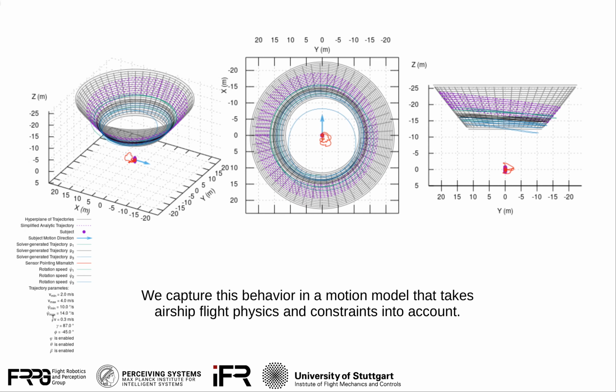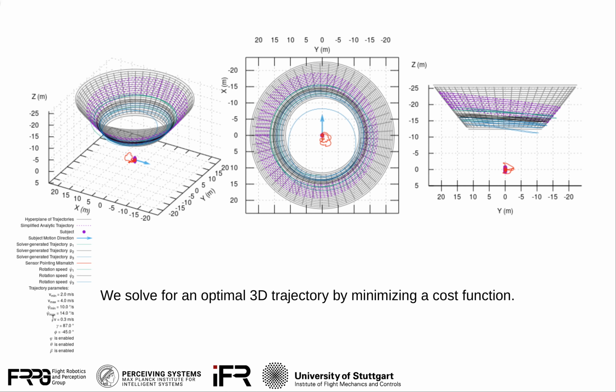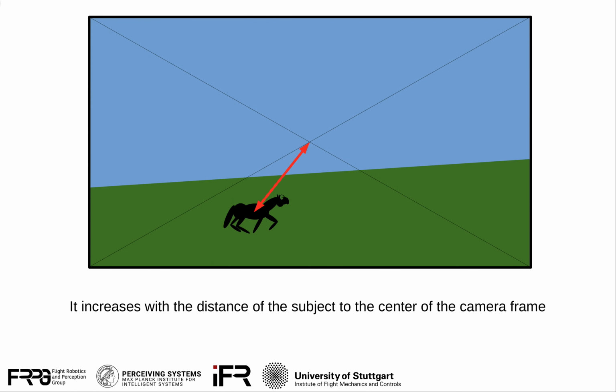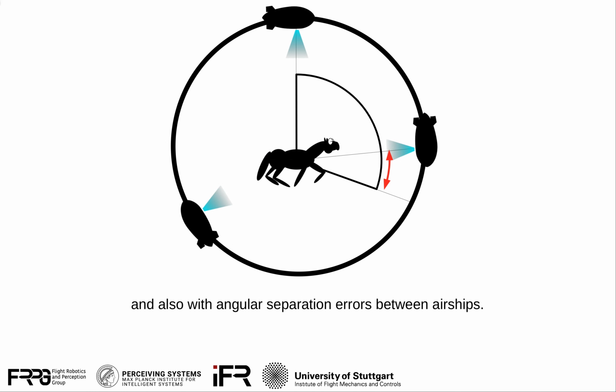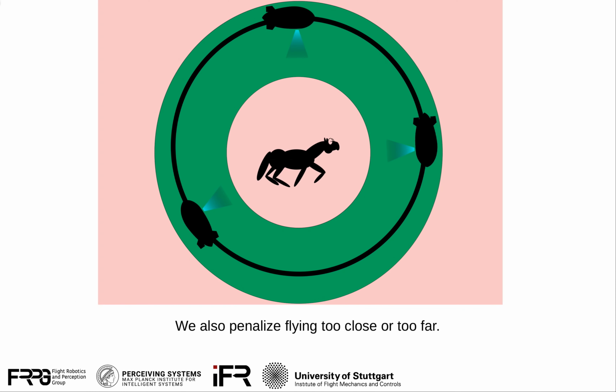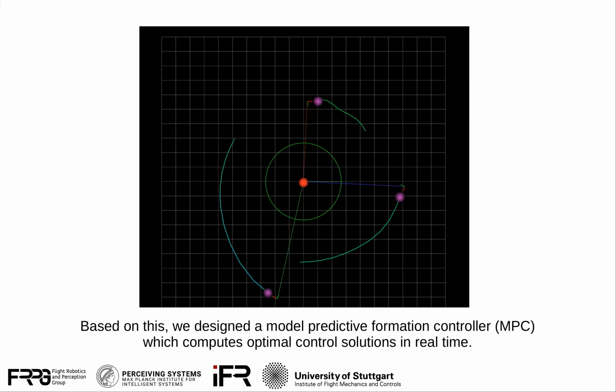We capture this behavior in a motion model that takes airship flight physics and constraints into account. We solve for an optimal 3D trajectory by minimizing a cost function. It increases with the distance of the subject to the center of the camera frame, and also with the angular separation error between airships. We also penalize flying too close or too far. Based on this, we designed a model predictive formation controller, which computes optimal control solutions in real time.